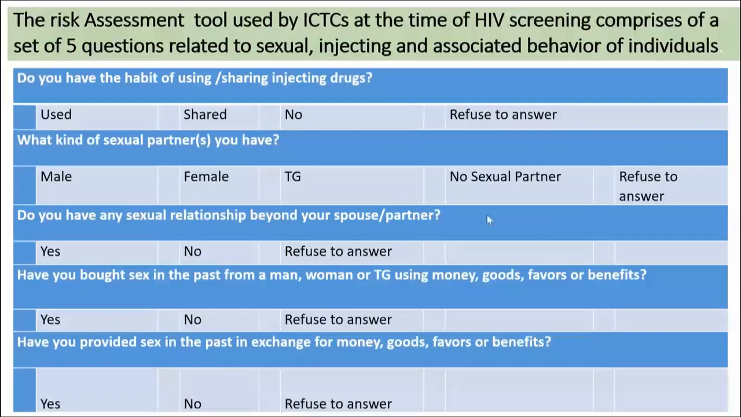Then the second question is, what kind of sexual partners do you have: male, female, TG, and no sexual partners or refuse to answer. This will depend upon the client coming to the particular standalone ICTC. If the client is male and says the sexual partner is male, then obviously we should consider it as homosexuality. Similarly for TG, if the person identifies as TG and the sexual partner is male or someone else, all of this has to be recorded.